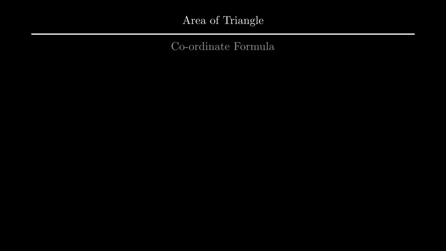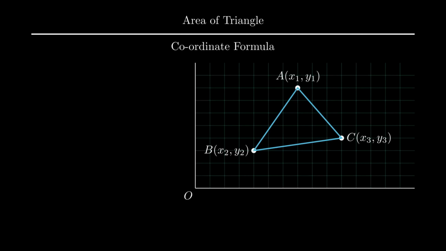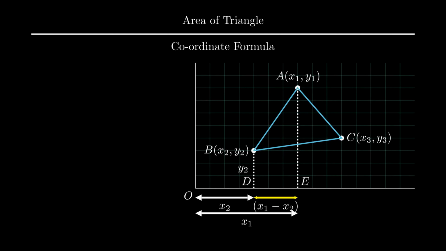In this video, we will understand the coordinate formula for area of triangle. Consider point A with coordinates (x1, y1), point B with coordinates (x2, y2), and point C with coordinates (x3, y3), acting as vertices of triangle ABC. As all the distances are measured from origin, therefore the length of segment OD equals x2, while the segment OE measures x1. From figure, the length of segment DE equals x1 minus x2.